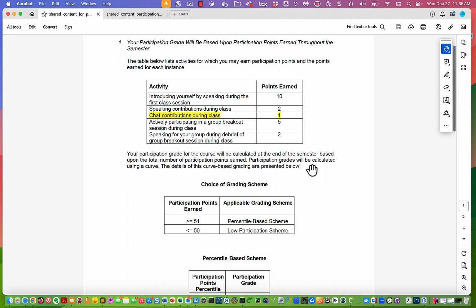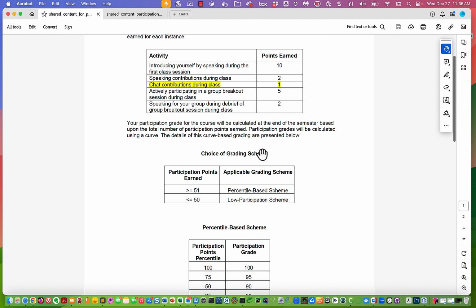So the second part is what scheme your participation is going to be graded upon. And we've got separate formulas based upon how many points you earned. Okay, so if you earn 51 points or greater, well, you get the percentile-based scheme. And if you earned 50 points or lower, you get the low participation scheme. I'm hoping that everybody comes enough and participates enough that everybody will be in the percentile-based scheme. Unfortunately, history tells me that that's not going to be true, okay? But let's say it is true. I'd like it to be true, and I think that you would too.